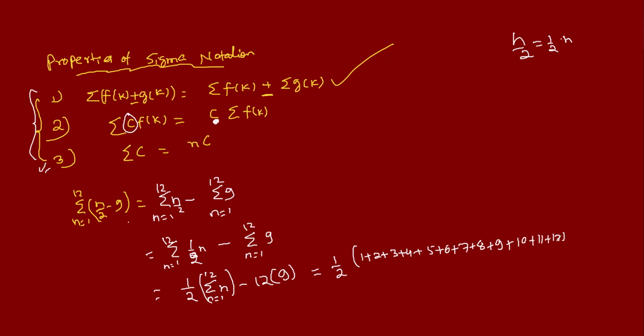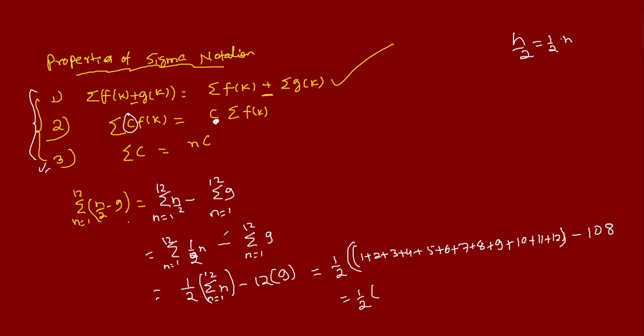And then 9 into 12 is 108, okay? 12 into 9 is what? 108. Wait, why did you do one half? One half is outside of the sigma term. I know, but why is it there then? Why did I take it outside? Yeah, I mean, why is it there in the first place? Because it is constant and constant is always outside.